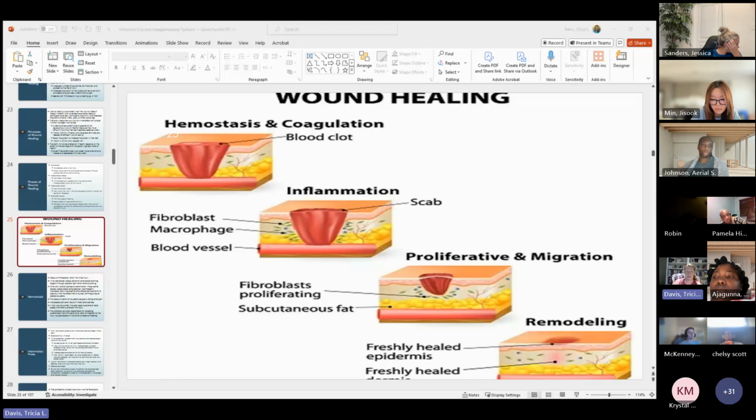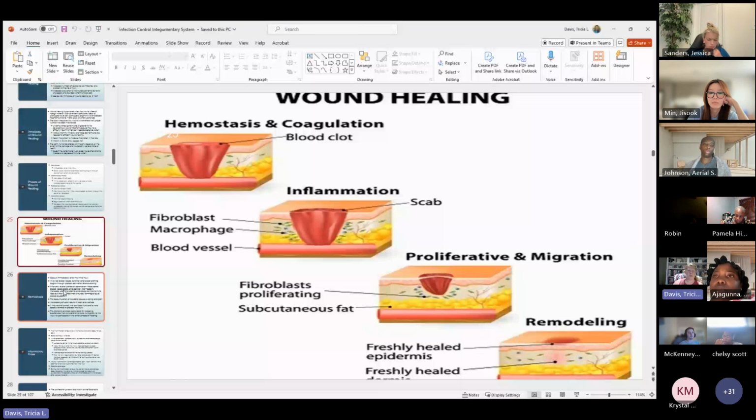By the time you get to the third phase, you can see how much smaller that wound is, right? It doesn't go all the way down, just the layers. Like this layer here, it's going all the way to the vessels. And then here, it's not even into the subcutaneous fat anymore. And then you have your remodeling, which is where you have this freshly healed epidermis. You might have a scar there, but hopefully that skin has remodeled.